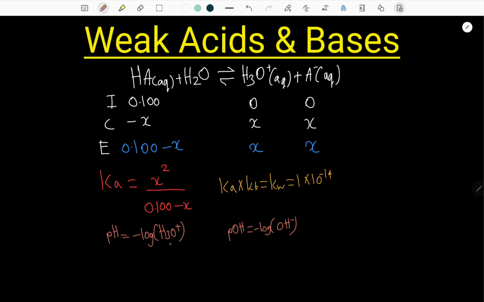of H3O plus. But in weak acids, you only have the dissociation here. So the thing you have to do in weak acids is calculate the x using the ICE table and solve it for x, and then you can find the pH.